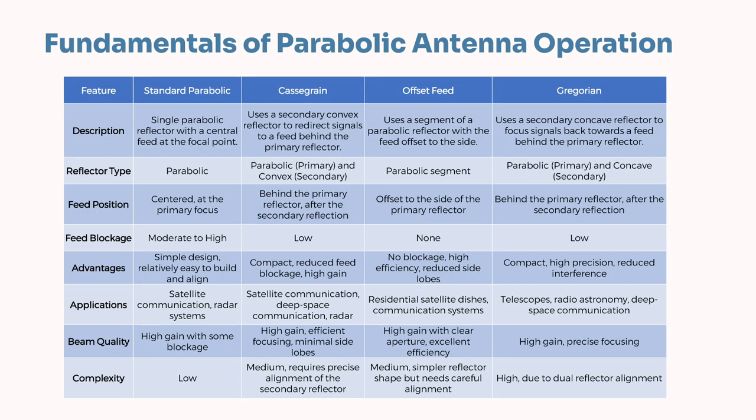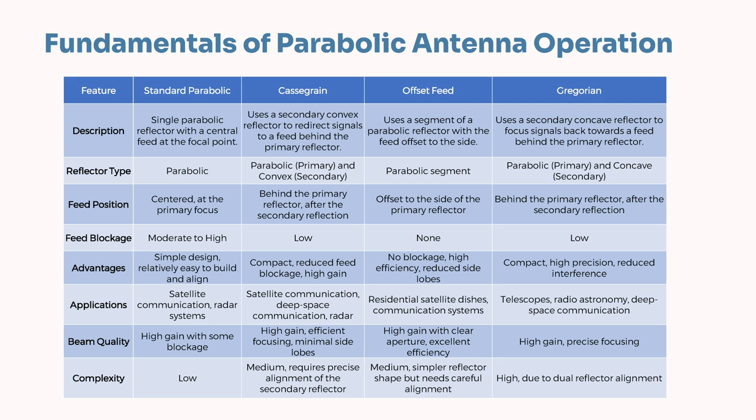Summary of comparisons: standard parabolic antenna offers simplicity but may experience significant feed blockage. Cassegrain antenna uses a secondary convex reflector to reduce feed blockage and provide a more compact design. Offset feed antenna eliminates feed blockage entirely by placing the feed off to the side, providing a clear aperture and efficient signal collection. Gregorian antenna uses a concave secondary reflector for a compact, highly precise design with minimal interference, suitable for specialized applications.